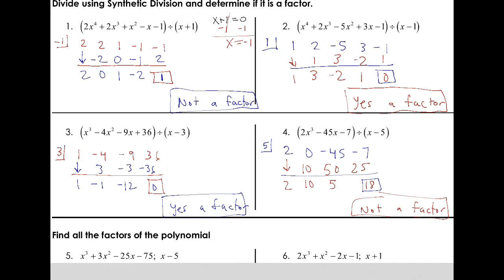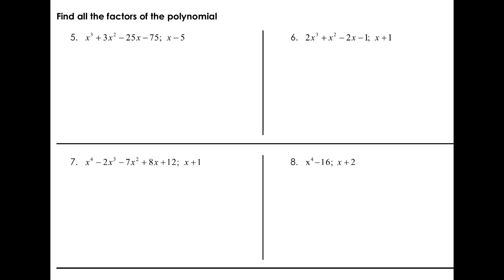So, to summarize, if it's saying to use synthetic division and determine if it's a factor, it's asking you if this right here that you're being divided by, is that a factor? If this is not 0, then it's not a factor. If it is 0, then it is a factor. So 0, it's a factor. 0 here, it's a factor. 18 there, not a factor. Okay, going on to number 5 and 6, 7, and 8.